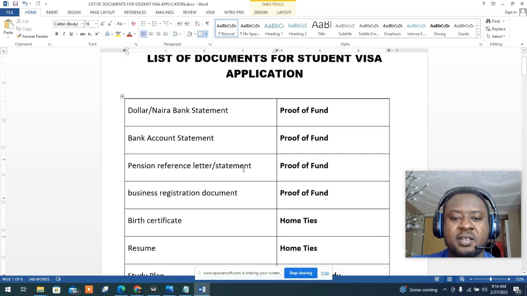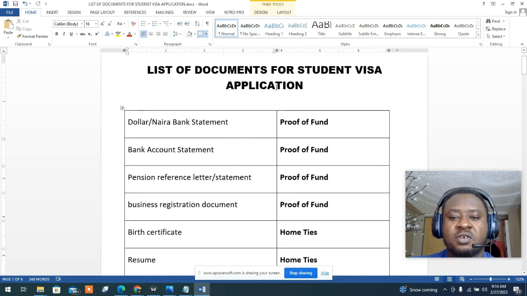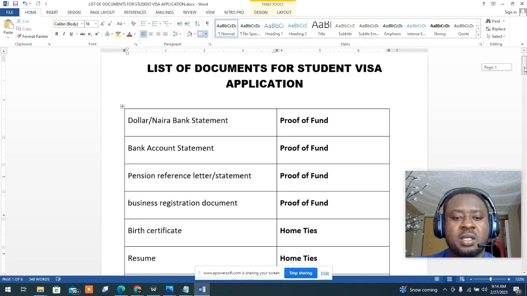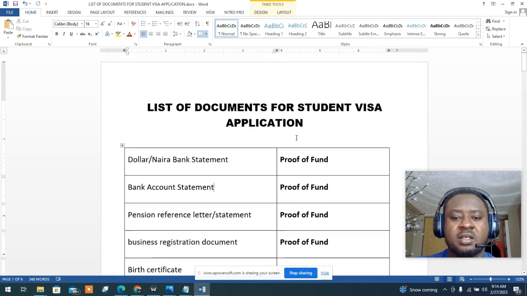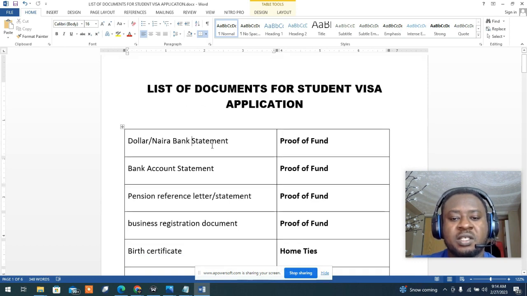So I've compiled a list of documents for student visa application. It's a very long list, and I'll go through the documents one after the other. So you just look for the one that pertains to your application. Some are for the single, some are for the married. So just follow me through as I explain the documents you'll be needing.